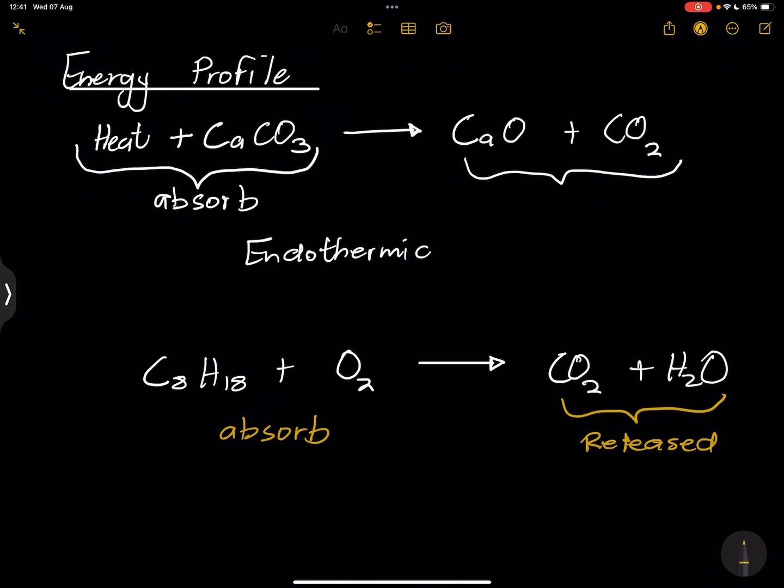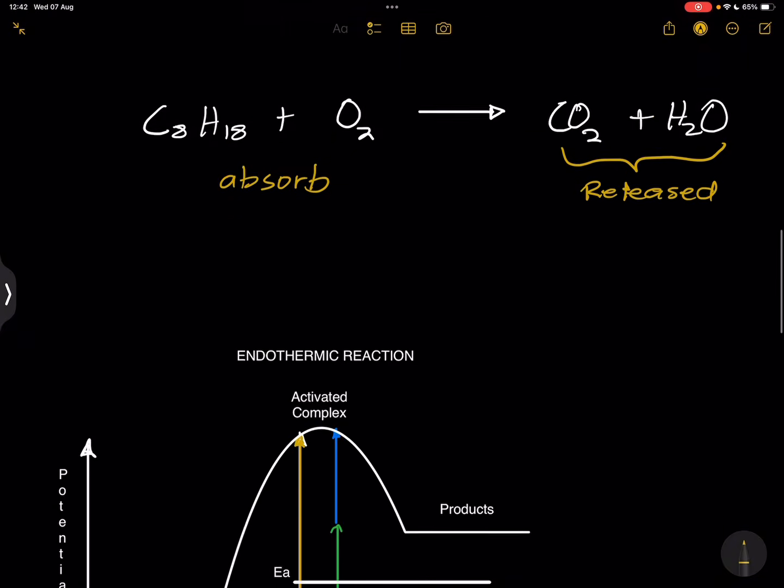So what I'm going to do, ladies and gents, is show you a graph that we call the energy profile. You're going to see this more in graphical form, and I'm going to explain some of the concepts that we use in this section. Right, now, let's talk about endothermic reaction.